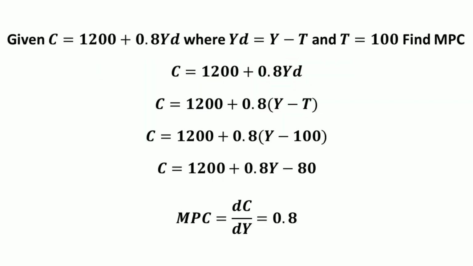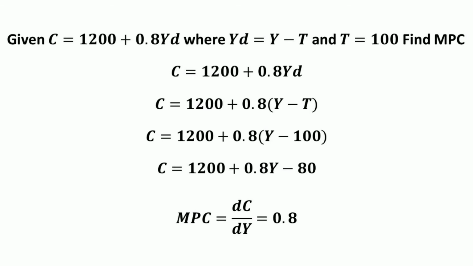Now we have another question: we want to find the marginal propensity to consume, that is MPC, from the given consumption function C is equal to 1200 plus 0.8 YD, where YD is the level of disposable income, which is equal to Y minus T, where T is the lump sum tax. Lump sum tax is the tax which is imposed on the taxpayer with the same amount regardless of the circumstances. So given this lump sum tax, we want to find MPC.